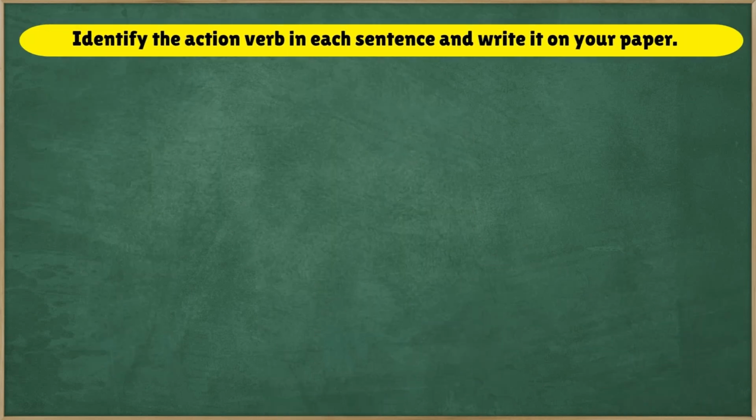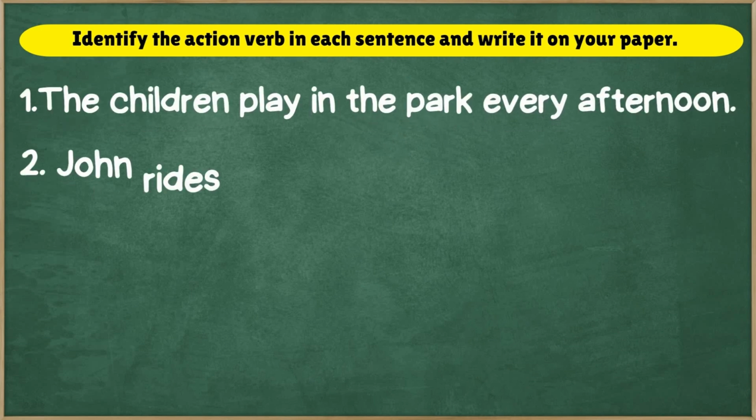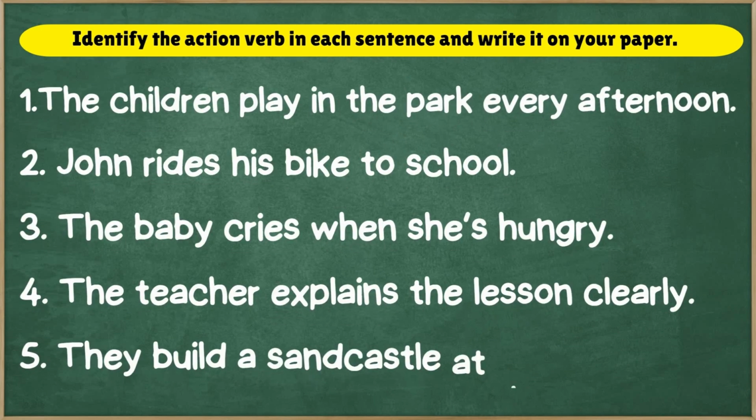For the next activity, identify the action verb in each sentence and write it on your paper. Number 1, the children play in the park every afternoon. Number 2, John rides his bike to school. Number 3, the baby cries when she's hungry. 4, the teacher explains the lesson clearly. And 5, they build a sandcastle at the beach.